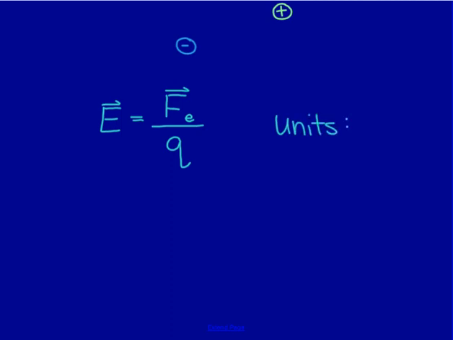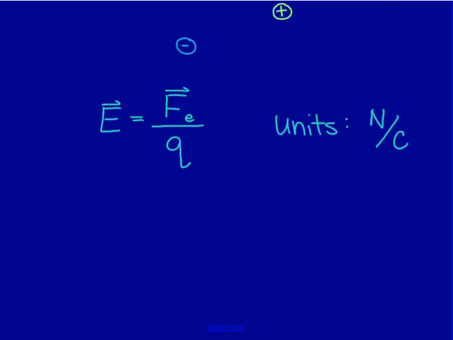You can also figure out the units of the electric field based on this equation. We know the unit for force is a Newton, and the unit for charge is a Coulomb. And so the units for the electric field is newtons per Coulomb. And as you can see, it is also a vector, so it does have a direction.